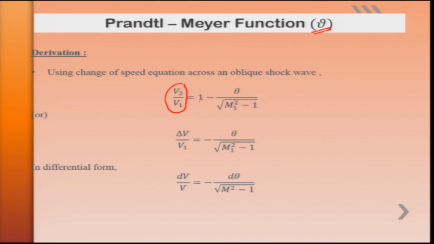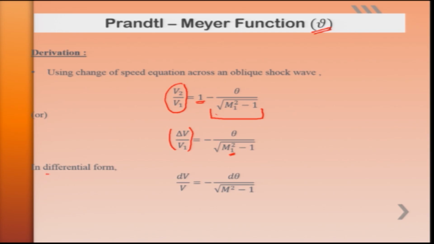Now, if I take this 1 to the left hand side, I can write down (V2 minus V1) upon V1, which I have denoted here as delta V upon V1, is equal to minus this term. Now, in differential form, for a limiting case when the change in the velocity is very small, dV by V is equal to minus d theta upon square root of M square minus 1. I am dropping the subscript 1 here to represent a general case.